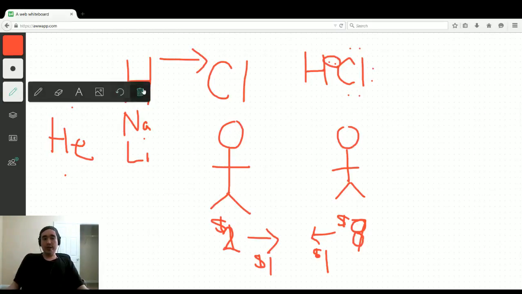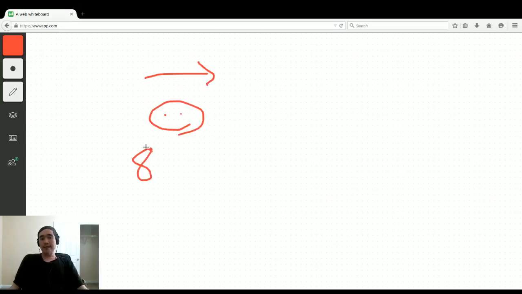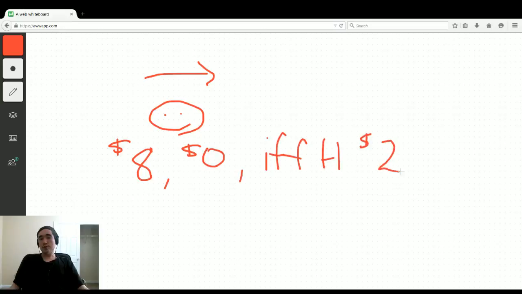Just to recap for you guys, the rules of the game that you should think in your head are this. Given an element, the number of dollars it has is the number of electrons it has in its outer shell, and you can take a look at any periodic table to find that. You either transfer or share until every element has either $8, $0, or, only if it's hydrogen, $2.